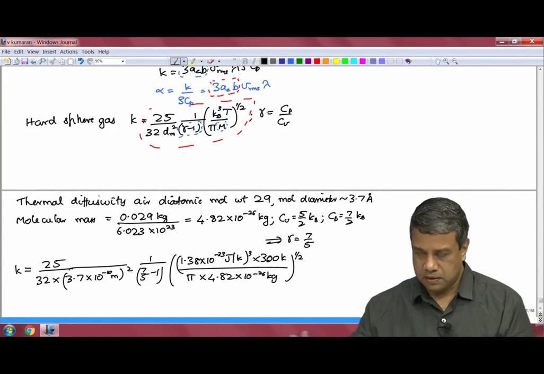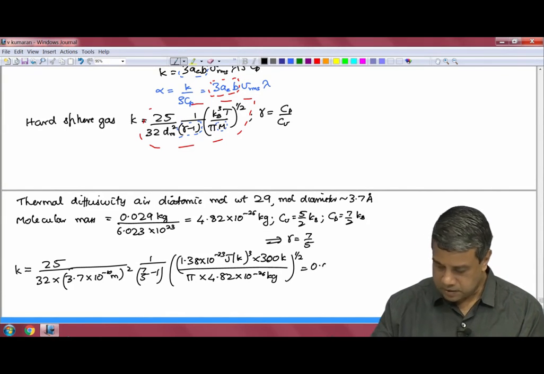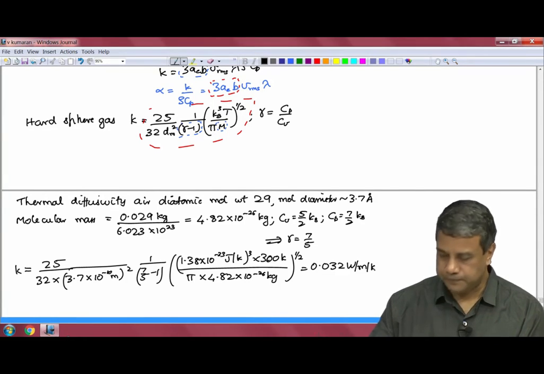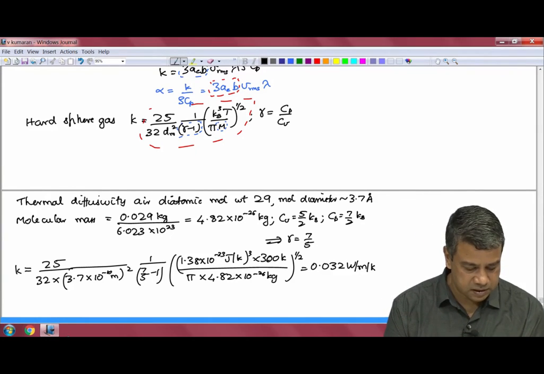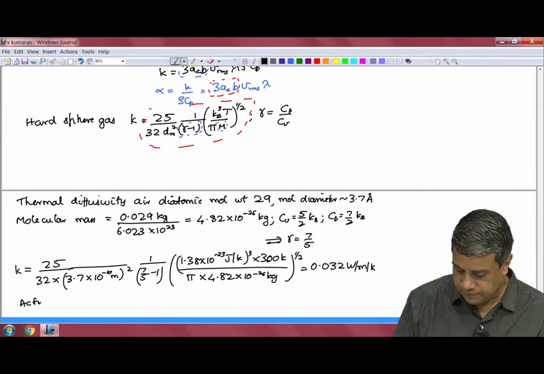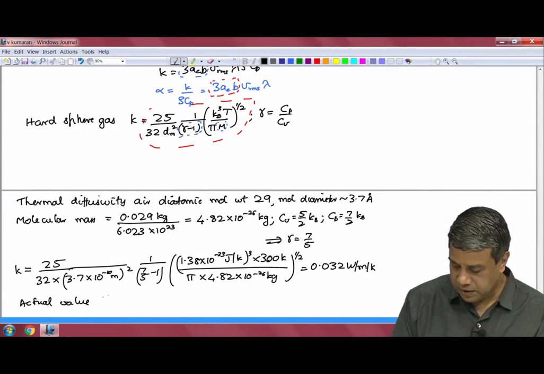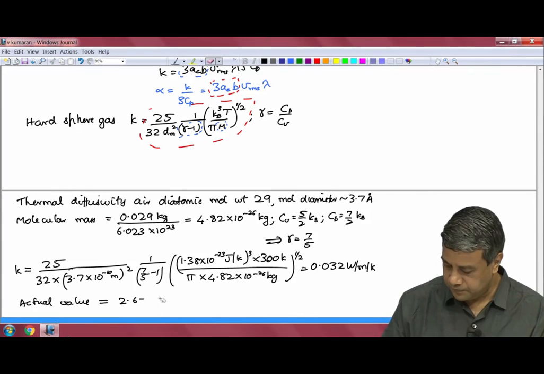And you can work this out, and the final answer turns out to be 0.032 watts per meter per Kelvin. So, this is what is given by this expression if air is considered a hard sphere molecular gas. The actual value is usually reported to be 2.6 to 2.8 watts per meter per Kelvin in air.